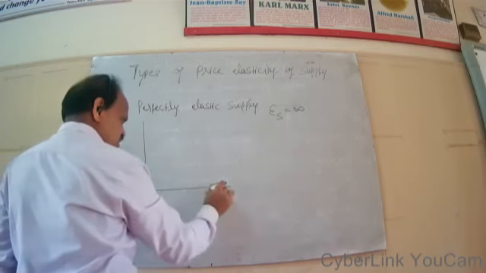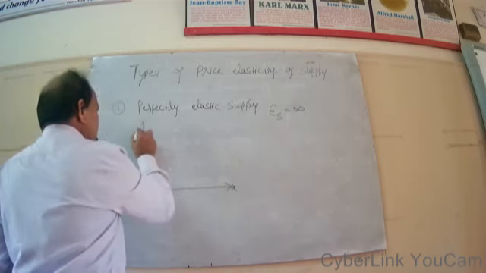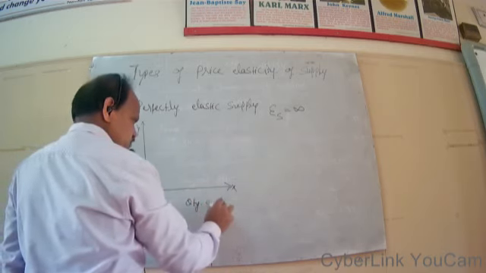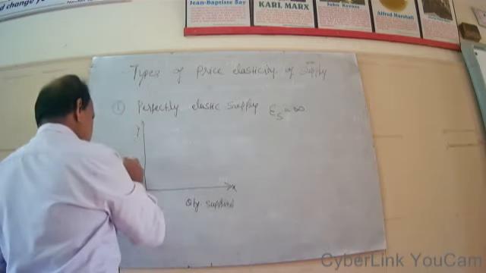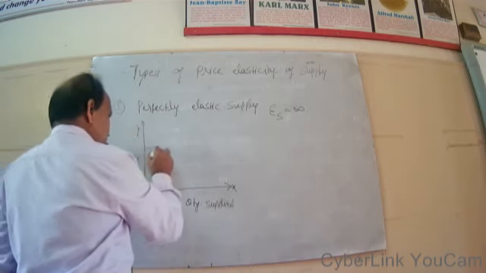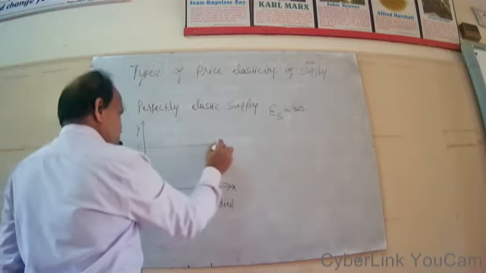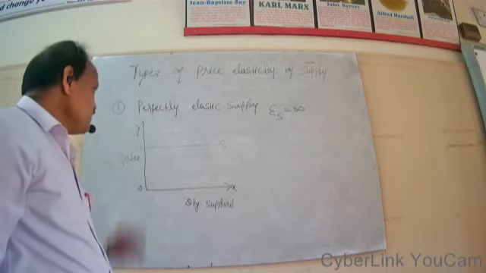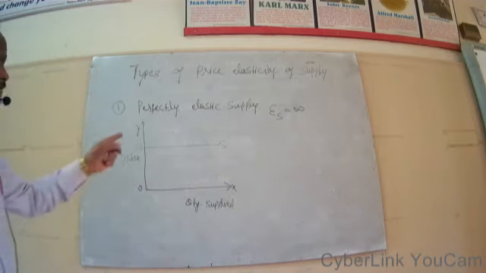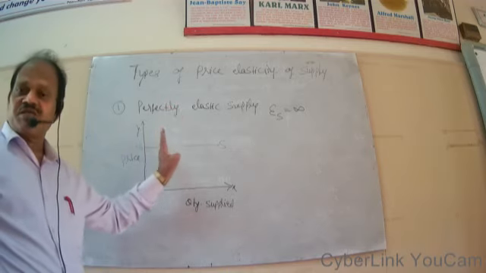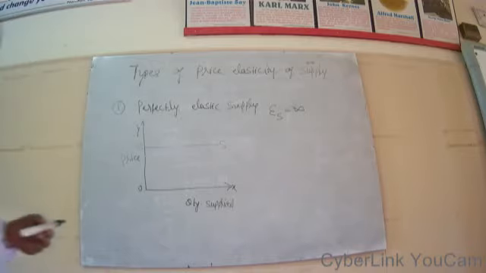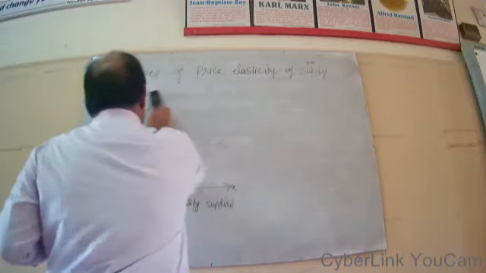I am drawing the diagram. OX, OY, quantity supplied, and here price. SS represents the supply curve. You can observe the shape of the supply curve here. Supply curve will be parallel to x-axis. This shows that elasticity of supply is not measurable or countable. So this is one extreme type of elasticity of supply.